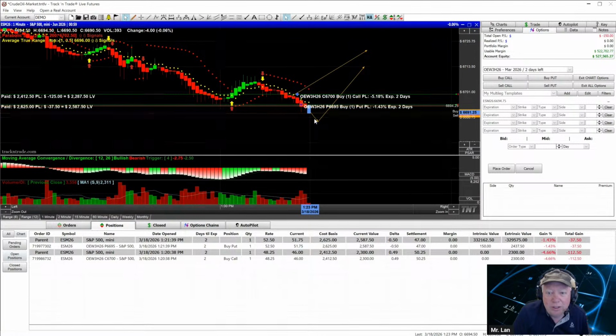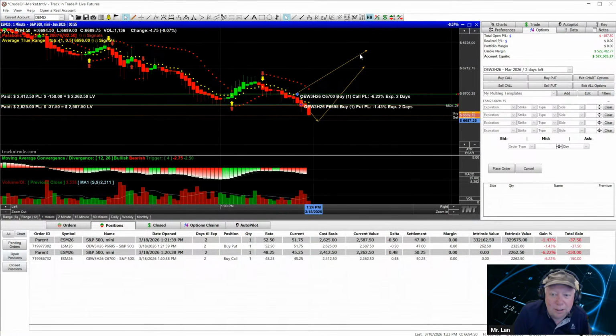And then what if it turns around and starts to go back up? Well, you still got your call. You just take off your put and let the call make money. It's like being long and short at the same time. It's a neutral option strategy, right? We paid a pretty wide spread on this thing.